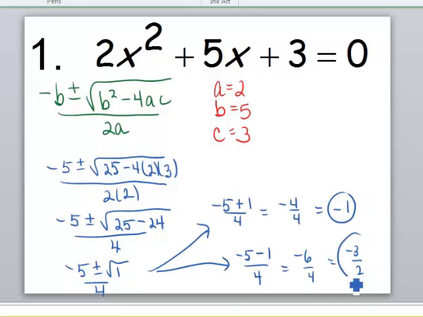I would not have used the quadratic formula on this one. I probably would have factored it and solved it in that form and still come up with the same answers.